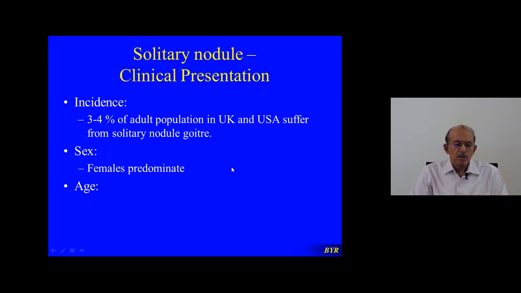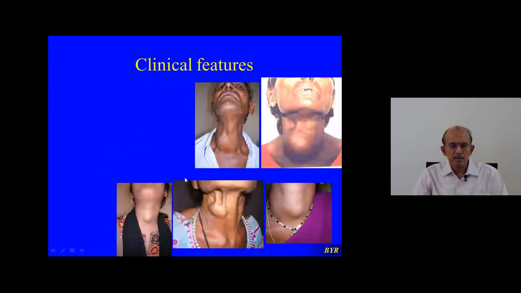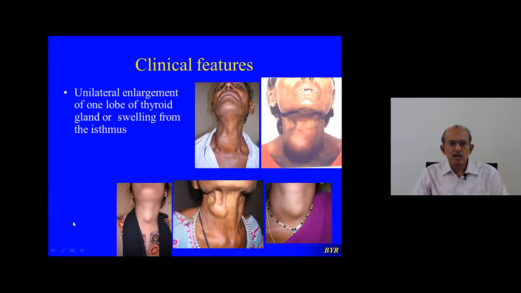Very good. The presence of estrogen receptors on the thyroid gland. Age of occurrence is between 20 to 40 years. Unilateral enlargement of thyroid gland or swelling from the isthmus. Swelling is smooth, mobile, and firm. The size is variable.